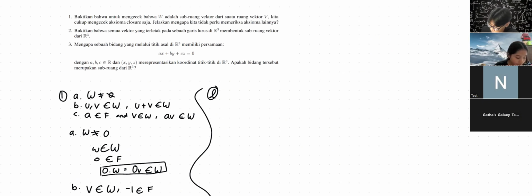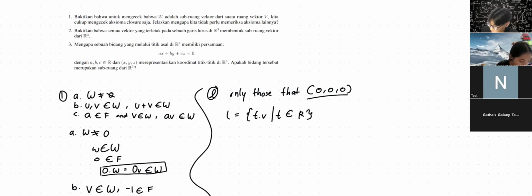So here's the thing. Not all lines in R3 are subspaces. Only those that go through 0, 0, 0 can be considered a subspace. Now, say that the line is a set like this: tv, where t is an element of R, with v as a constant vector. Now, we have 3 points that we should make here. If t is 0, then 0 times v will be equal to 0.